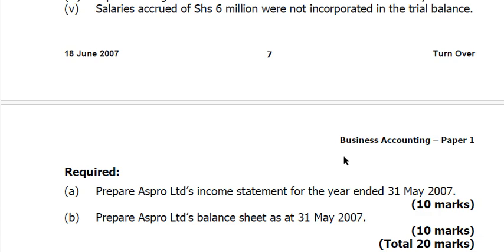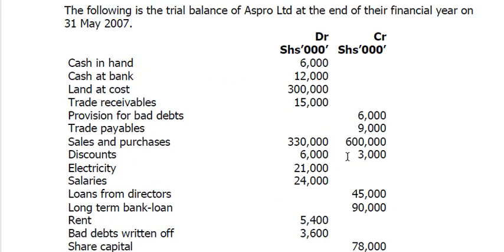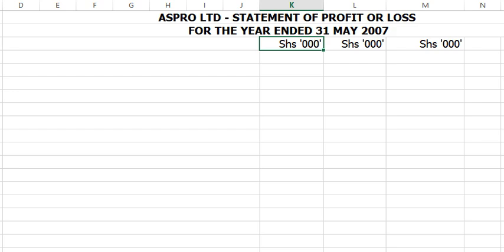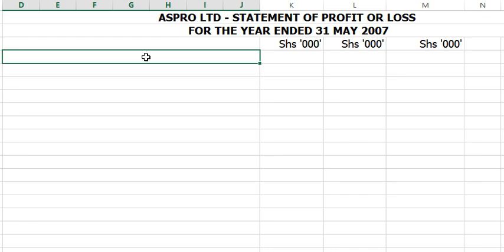Remember, you need to know the format. We start from the sales, we less the cost of sales, then we come up with our gross profit, then we less the operating expenses to arrive at the net profit or loss. So let us see how we can come up with the income statement, or sometimes referred to as the statement of profit or loss. So we have our heading. Don't forget always to come up with a heading: Aspro Limited statement of profit or loss for the year ended 31st May 2007. So I'll start with the sales revenue.